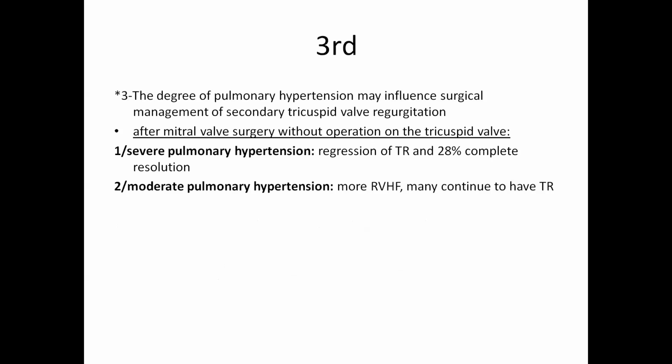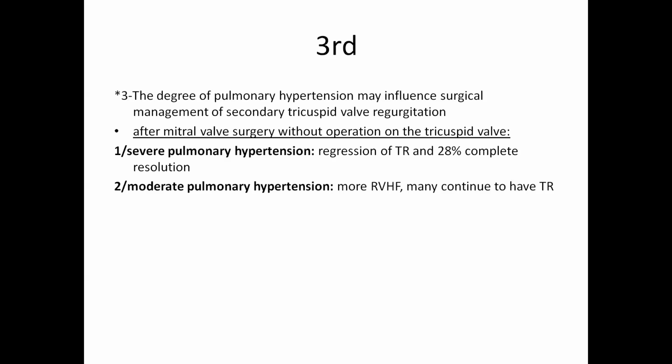The third scenario, the third condition: the degree of pulmonary hypertension may influence the surgical management of secondary tricuspid valve regurgitation. After mitral valve surgery without operation on the tricuspid, there is a reported study where they divided the patients into two groups, the patients who have severe pulmonary hypertension and the others who have only moderate pulmonary hypertension. By the way, the moderate pulmonary hypertension group had more right ventricular heart failure, and in both of them they did not operate on the tricuspid. The result showed regression of tricuspid regurgitation in severe pulmonary hypertension, with 28% completely resolved without any intervention.